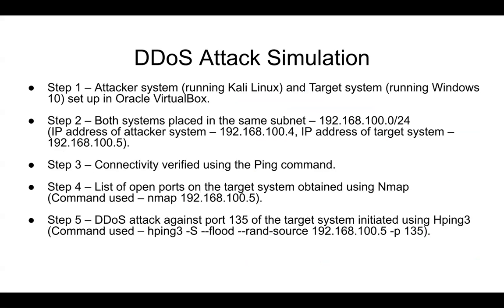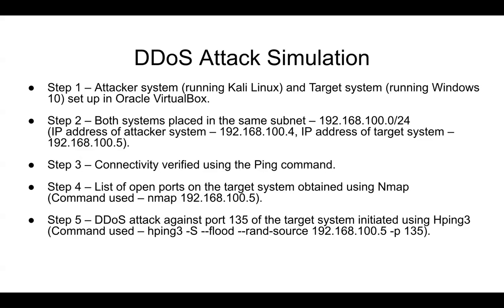192.168.100.0, and the IP address of the attacker system was 192.168.100.4, while the IP address of the target system was 192.168.100.5. Connectivity between both the systems was verified using the ping command. Then on the attacker system, we executed the command nmap 192.168.100.5 to obtain a list of all the open ports of the target system.